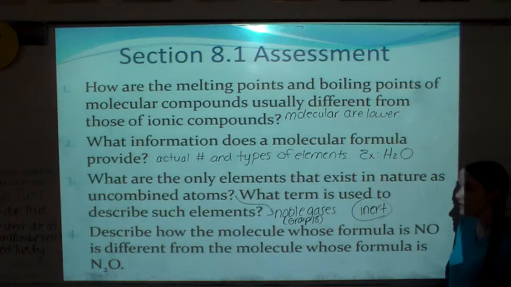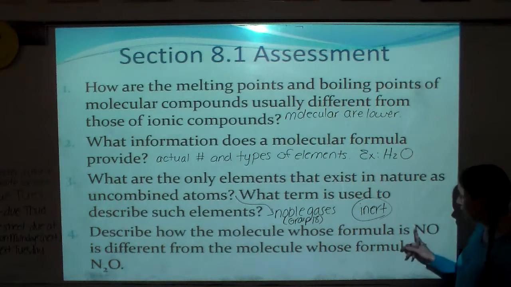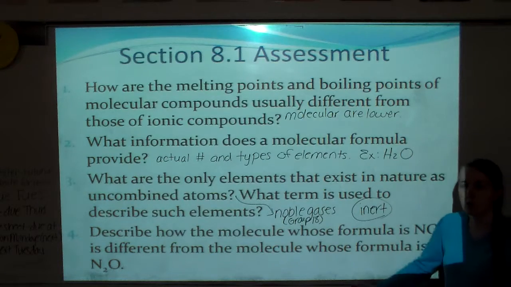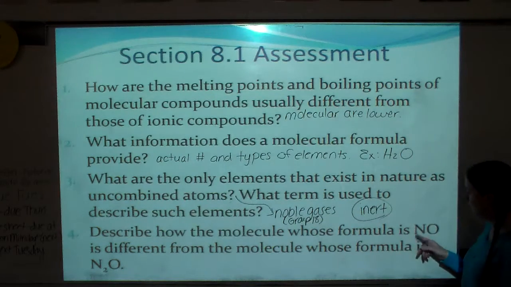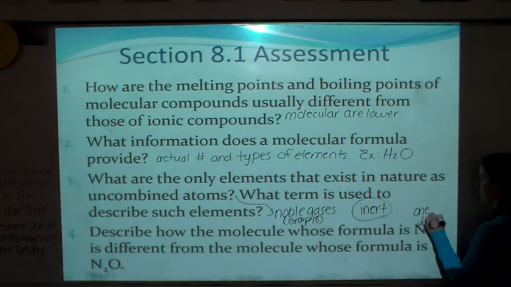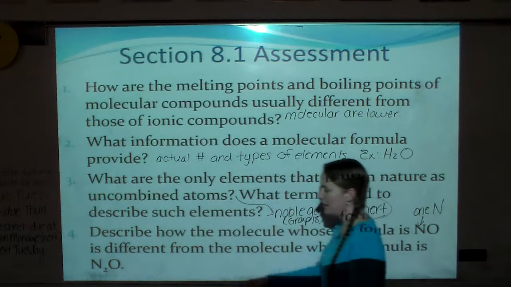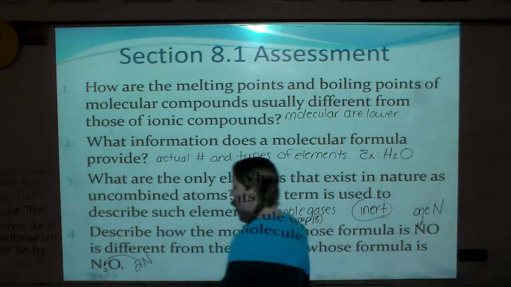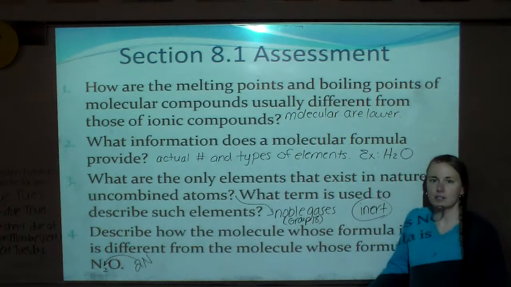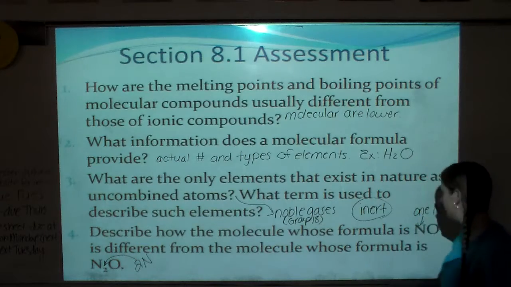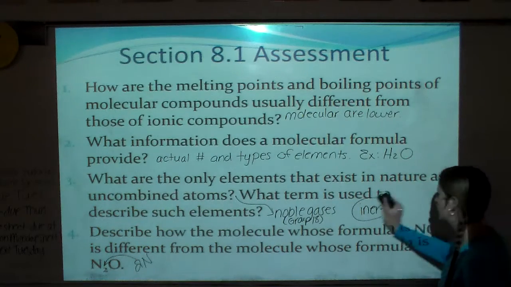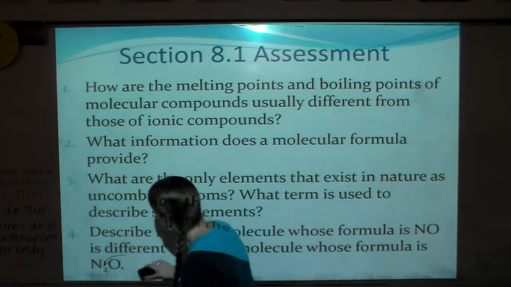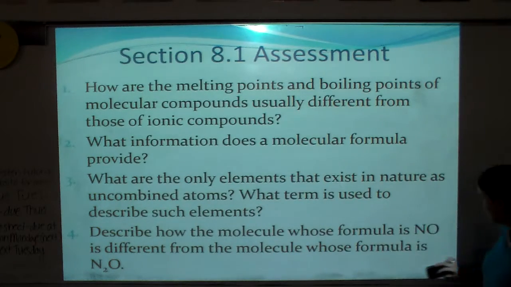Alright, number 4, super easy. Describe how the molecule whose formula is NO is different from one whose formula is N2O. Well, what's the difference? This one only has 1 nitrogen. And this one has how many? 2 nitrogens. Okay, so the second one has an extra nitrogen. That question was too easy to even be on here. All right, so let's look at our last question.